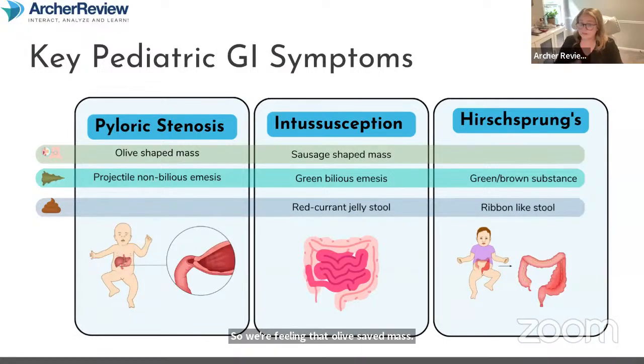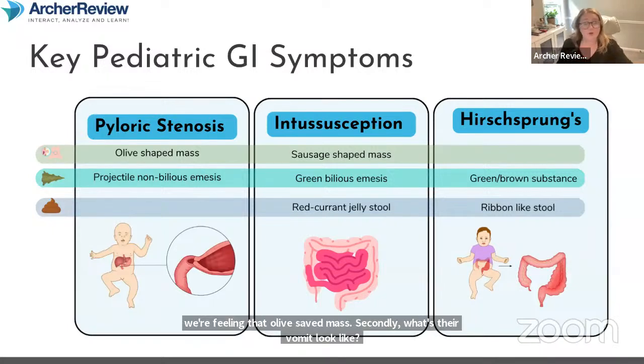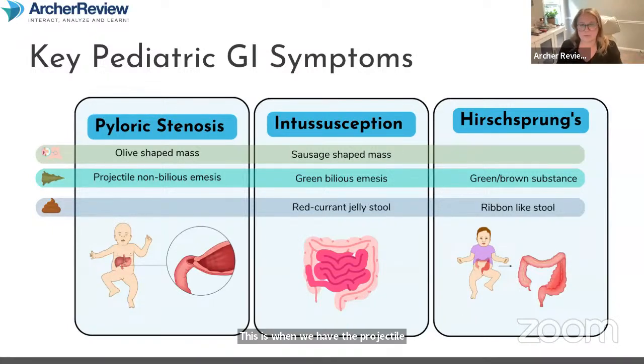Secondly, what's their vomit look like? This is when we have the projectile non-bilious emesis. Remember, food goes in the belly, door is closed, it comes right back out. So it's not digested, it's just that formula. And it is projectile, it is hitting the wall.